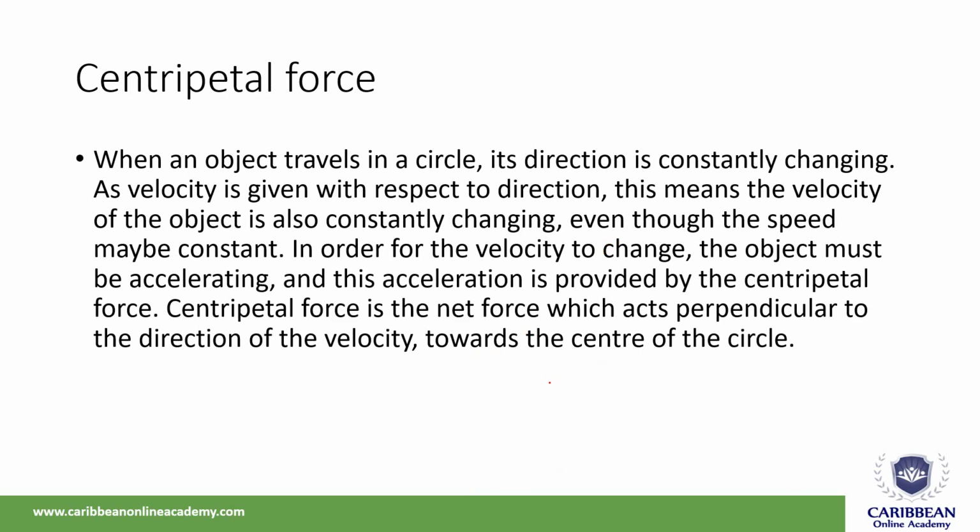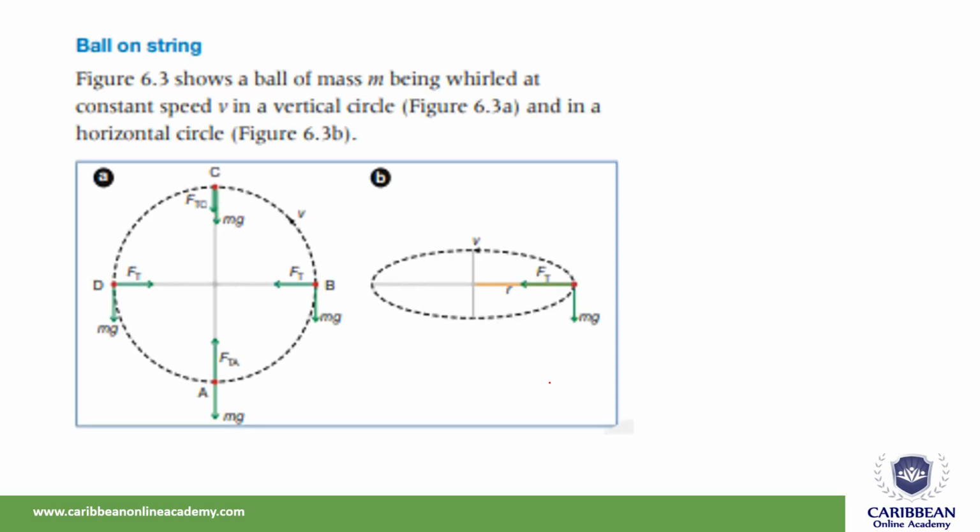Okay? Now when an object travels in a circle, as I stated, the velocity is constantly changing. And once velocity is changing, then you have an acceleration. Now, since there is an acceleration, we know that there will be a centripetal force. It says here that the centripetal force is the net force which acts perpendicularly to the direction of the velocity, towards the center. So at all times, once the thing is moving in a circular path, you will have what we call centripetal force, which is the net force acting towards the center of the circle.